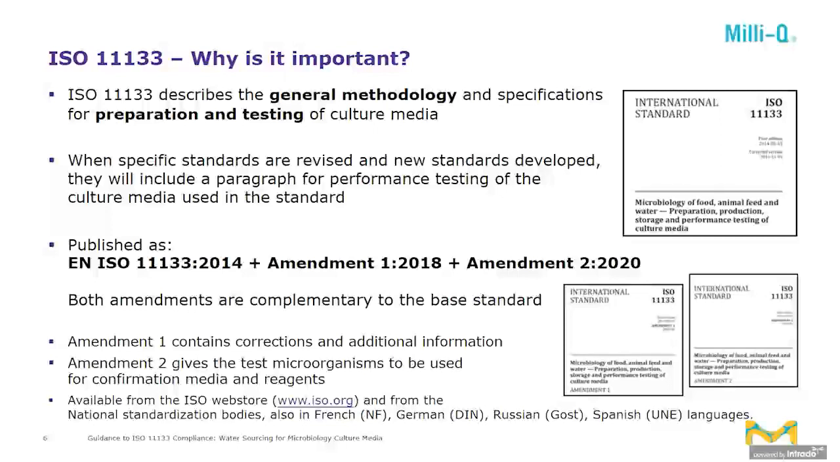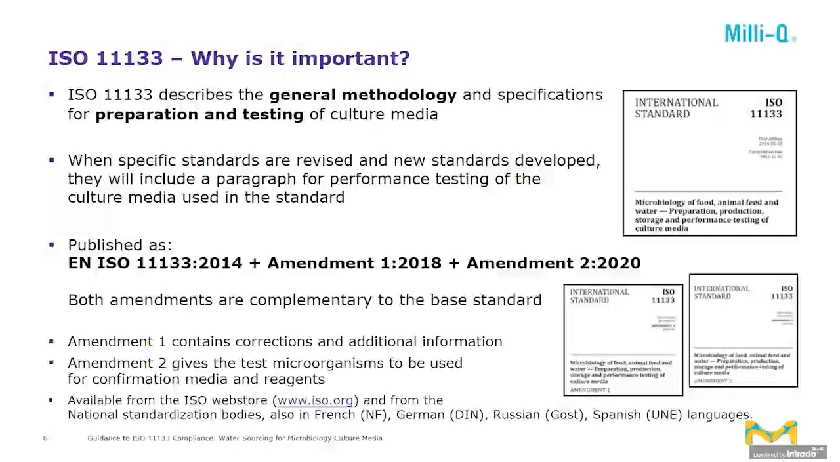ISO 11133 is published as the European ISO standard, EN ISO. The base standard has been published in 2014. A first amendment has been published in 2018, and a second amendment has been published recently in 2020. So you see here on the right hand the cover pages of the base standard from 2014 and below the cover pages of both amendments. These both amendments are complementary to the base standard. So you have to use all three documents together.